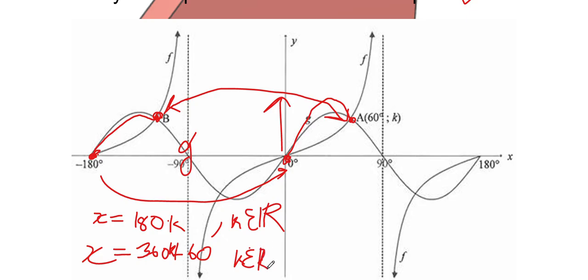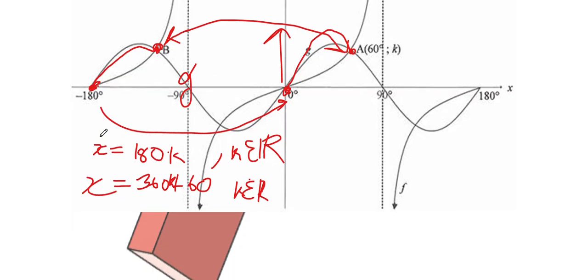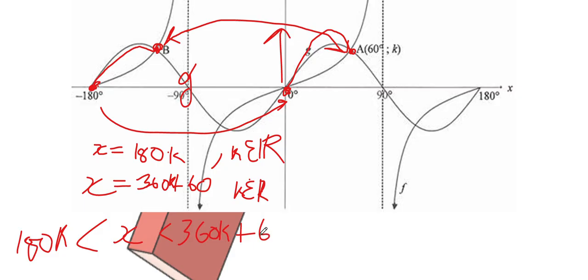And then that's you determining the points, and then you join them to make it a region, to say the criteria is met when x is between those 2 points. So when x is between 180k and 360k plus 60. This was a complicated one I just made up in my mind, but it's a nice example. And you add that k is an element of integers, not real numbers.